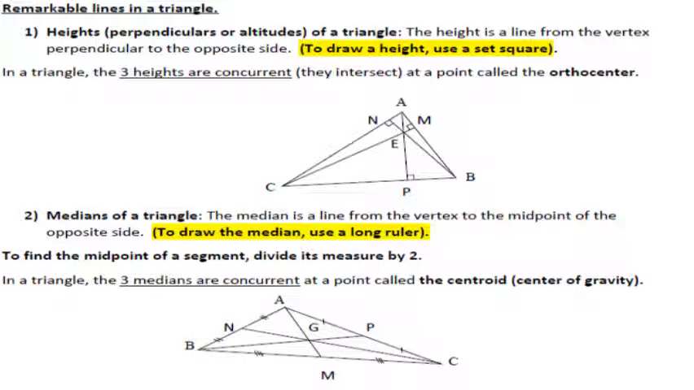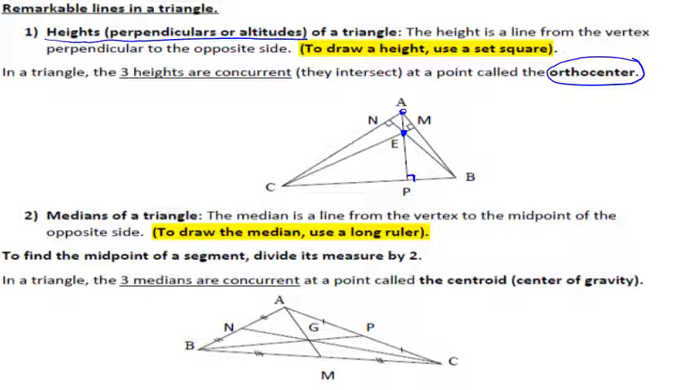Now talking about remarkable lines in a triangle. The first remarkable line we can draw in a triangle is the height, or the perpendicular, or the altitude. We should know the definition of the height. It is a line from the vertex perpendicular to the opposite side. Always to draw the height, we use the ruler, which is the set square. If we draw three heights in a triangle, we can see that the three heights are concurrent. It means that they intersect at the same point. The intersection of the three heights is called the orthocenter.